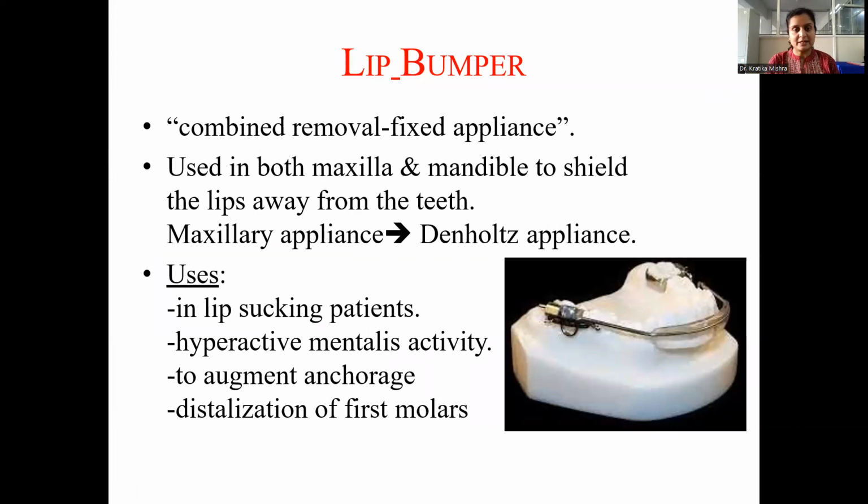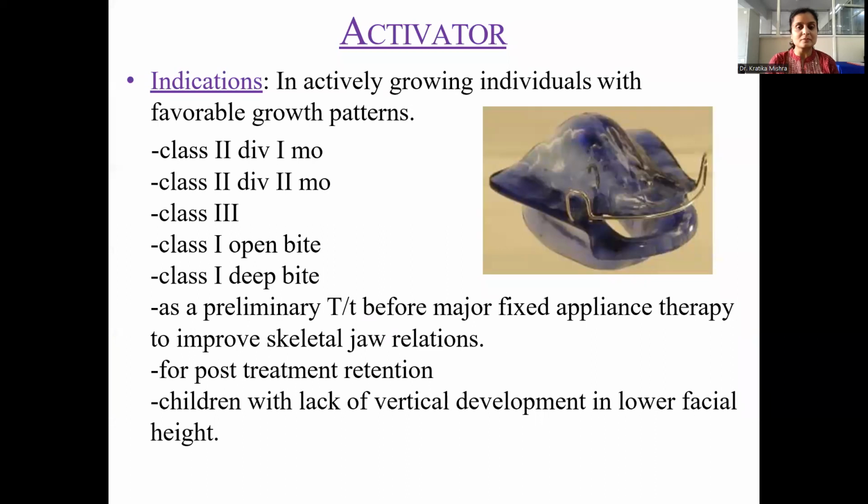Now, moving to the next appliance, the lip bumper appliance. This is a combined removable and fixed appliance used in both maxilla and mandible to shield the lips away from the teeth. The maxillary appliance is called the Denholtz appliance. It is used in lip sucking patients, with hyperactive mentalis activity, to augment anchorage and encourage distalization of first molars.